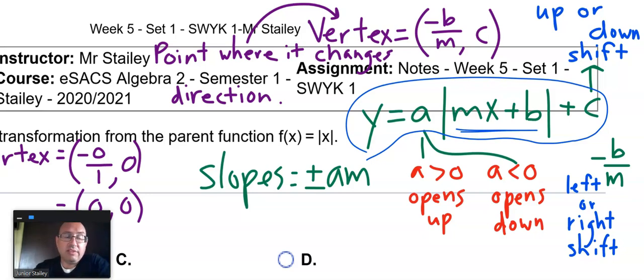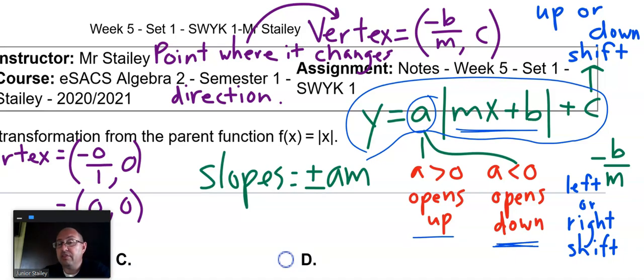Now, we could start moving these things around, and when we start moving them around, that's when we get all kinds of things in different places. Now, how do I look at that and tell basic information? Well, the a value controls whether it opens up or opens down. If it's a number larger than 0, a positive number, it is going to open up, just like the one you saw a few seconds ago. And if it's a negative number, it opens down. So you need to know that the multiplier in front of the absolute value bars is controlling whether it faces up or faces down.